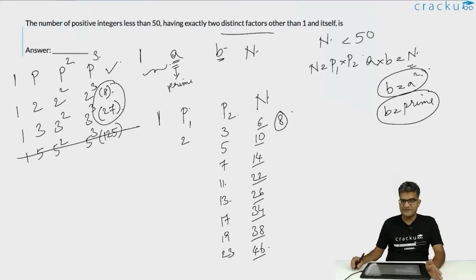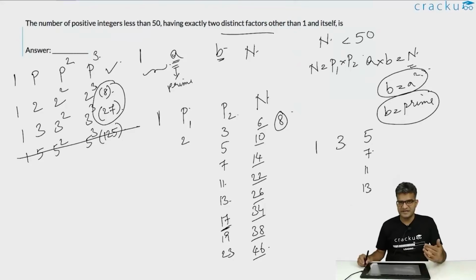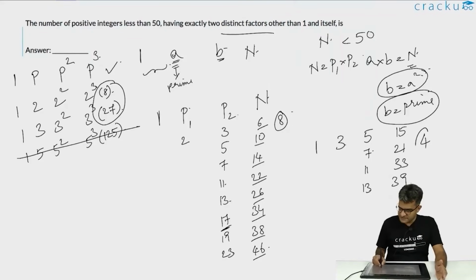What will happen when P1 is 3? So we have 1, we have P1 which is 3, and we are looking for another prime number P2. P2 will be either 5 or 7 or 11 or 13. Once it becomes 17, 3 into 17 will be 51, which is greater than 50. So here we are going to get 15, 21, 33 and 39. So here we have 4 cases.